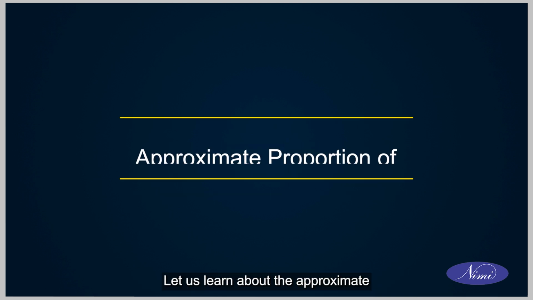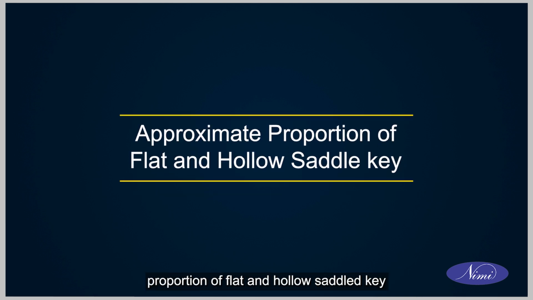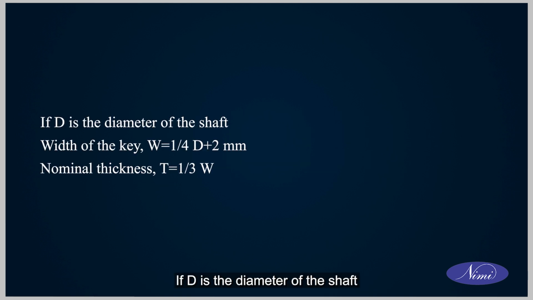Let us learn about the approximate proportion of flat and hollow saddle key. If D is the diameter of the shaft, width of the key W is equal to 1/4 of diameter plus 2 mm. Nominal thickness T is equal to 1/3 of width.